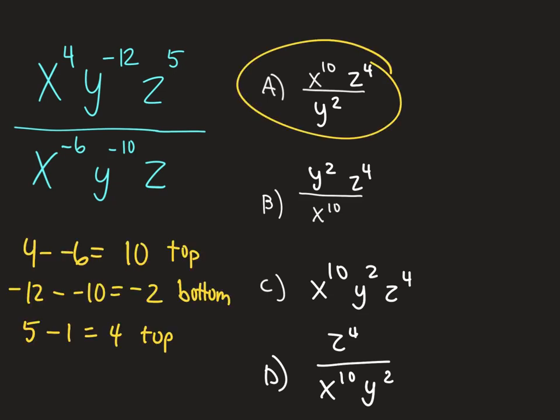Final answer is A. 4 minus negative 6. These two minuses become a plus. That's a 10. He's positive, so he stays on top. So it's either got to be A or C, because these guys put x to the 10 on the bottom. Negative 12 minus negative 10. These two become a plus sign. It becomes negative 2. Negative 2 goes to the bottom, so y squared is on the bottom. 5 minus 1 is 4. He's on the top, so it's got to be A.